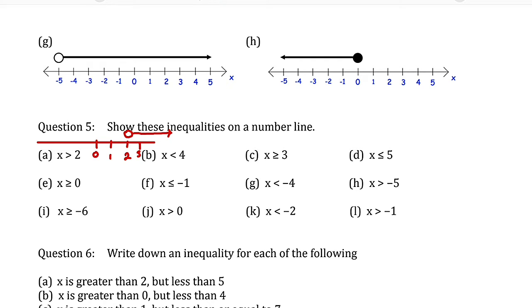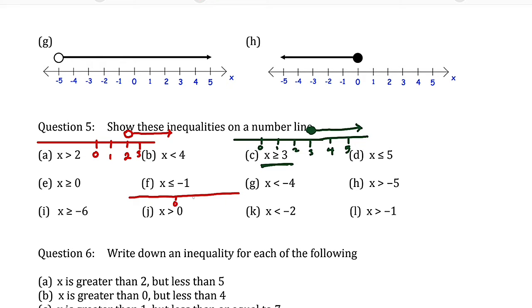Let me take another one at random. Let me take this one. Suppose we have 0 here, we have 1, we have 2, we have 3. This is x greater or equal to 3, a closed circle on top of 3, then an arrow to the right hand side, which indicates x is greater or equal to 3. We have a lot of numbers here. So let me take another one here.